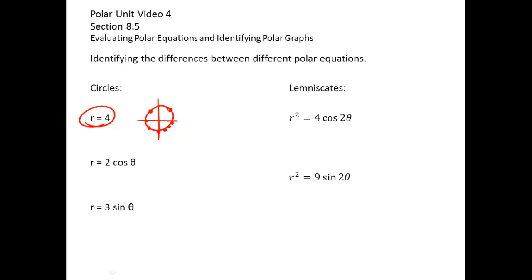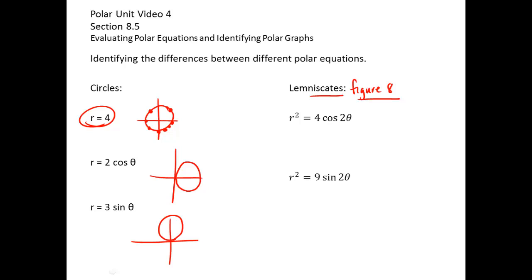No matter where we are on the circle, it has a radius of 4. 2 cosine of theta is going to just be turned a little bit, and it's actually going to be a circle that looks like this. 3 sine of theta is going to be sitting on top of the x-axis like that, but those are all considered circles. The next one, pronounced lemniscates, will make a figure 8. So if you can remember lemniscate, figure 8, they are one and the same. We're going to call them by their proper name, lemniscates.